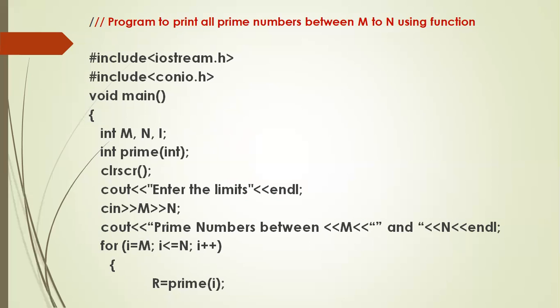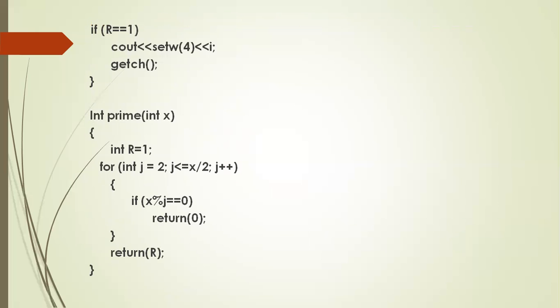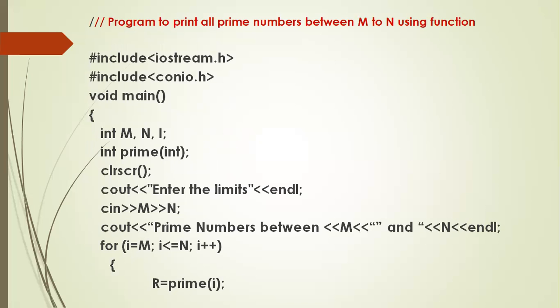r equal to prime of i. First time, what is the i value? 10. So it goes to the prime function, and 10 is not a prime number. In that case, the function prime returns the value 0. So only when the function returns 1 does it mean that's a prime number. If 0 is returned, the given number is not a prime number.